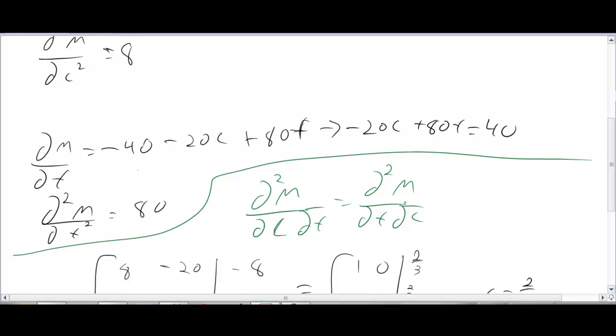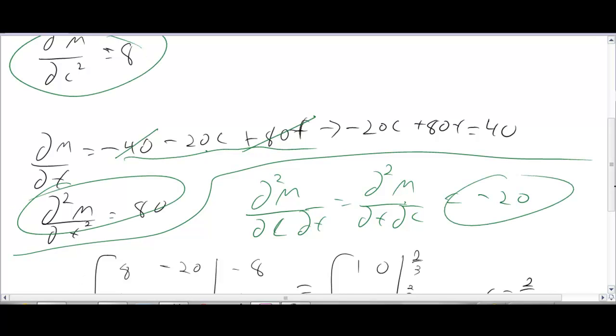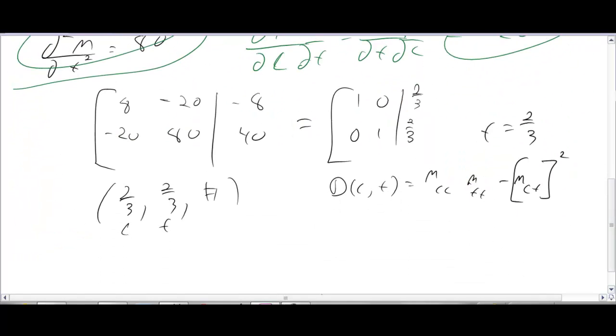So I'll use this one here. Since I already did it with respect to F, now I need to do it with respect to C. So no F's, sorry, no C's, no C's, so I'm just left with this middle term. So this would be equal to negative 20. Now I'm going to take all three of my partial derivatives, my first one being 8, my second one being 80, and my third one being negative 20, and fill them into this equation.